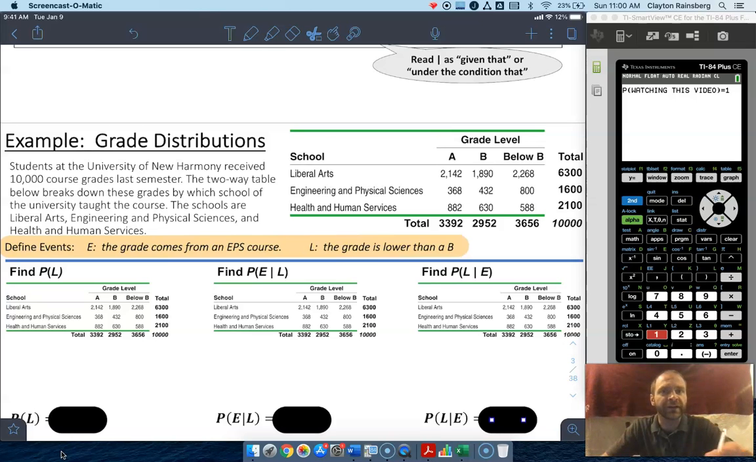But the most important thing, and I said this in my previous video, is it defines the variables. Remember, if you don't define it, you don't get to use it. Notice I've highlighted here: it defines the event E as a grade coming from an engineering and physical sciences course. It defines event L as a grade lower than a B. And so we're being asked to find these three probabilities. And I miniaturized the table and put them underneath so I can zoom in and show you what each one would be.